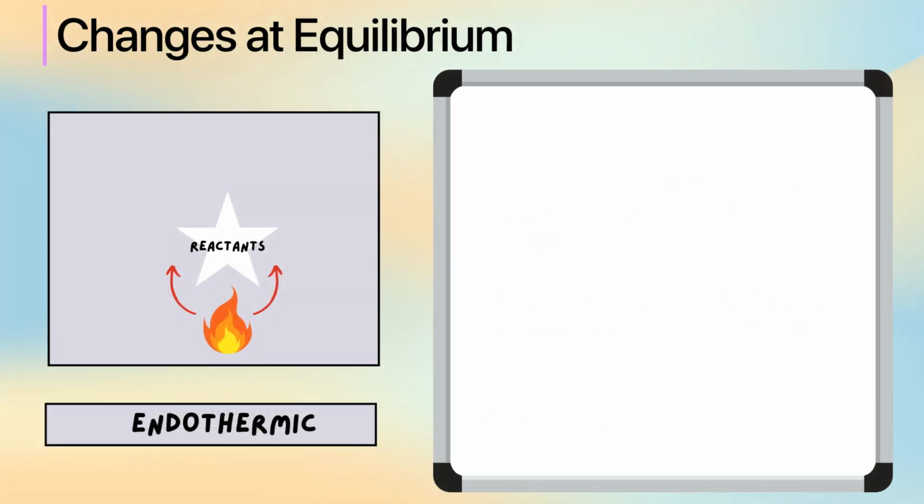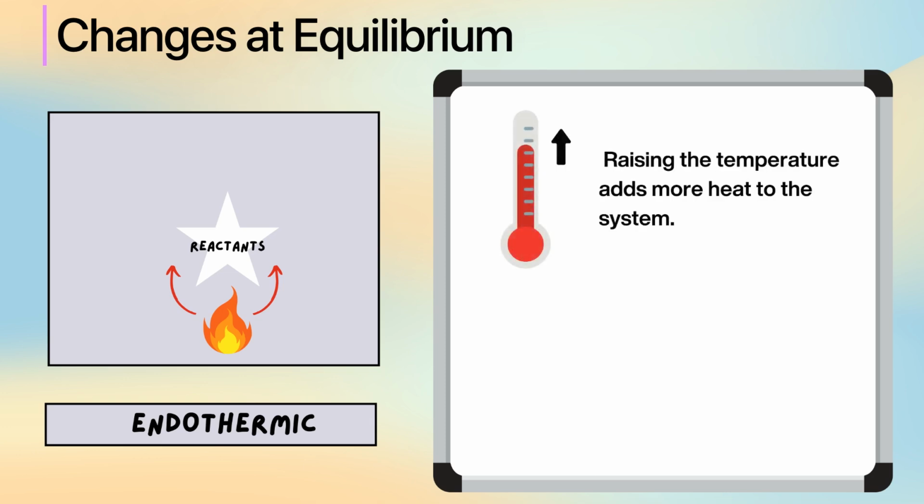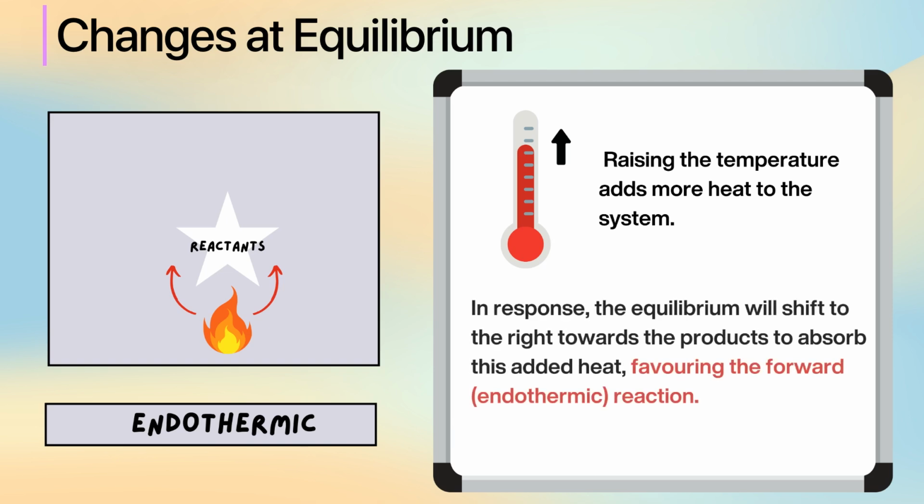For an endothermic reaction, where heat is absorbed, the effect of temperature changes is reversed compared to an exothermic reaction. Raising the temperature adds heat to the system. In response, the equilibrium will shift to the right towards the products to absorb this added heat, favoring the forward, endothermic reaction. This means that more products will be formed as the system tries to balance the additional energy.